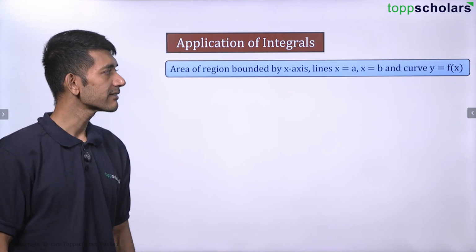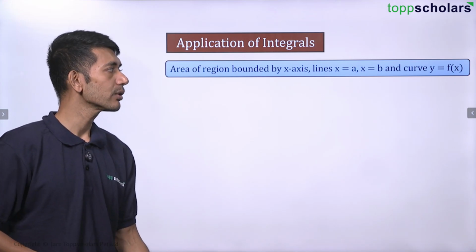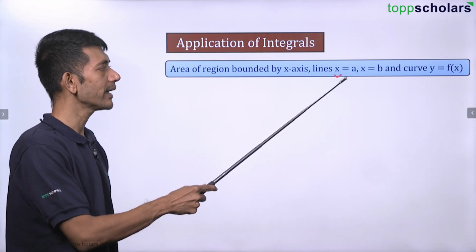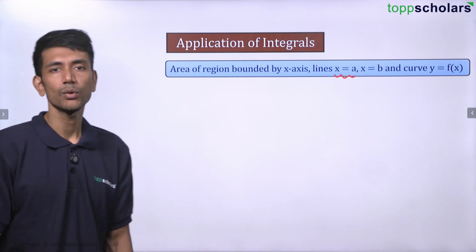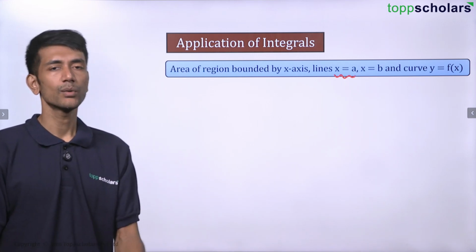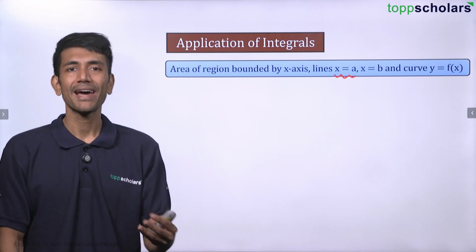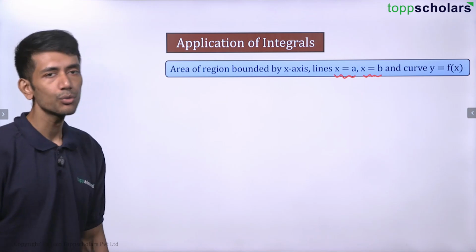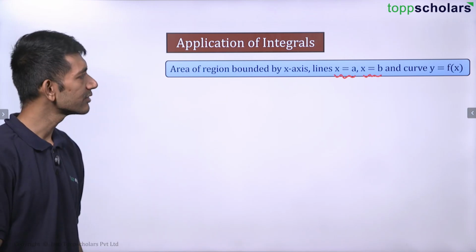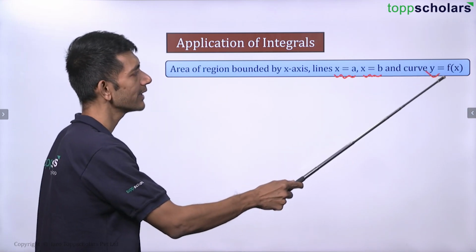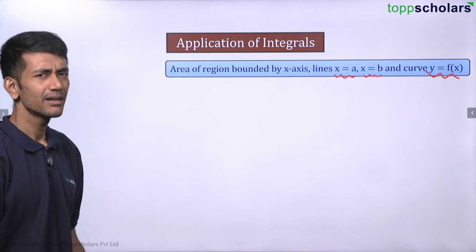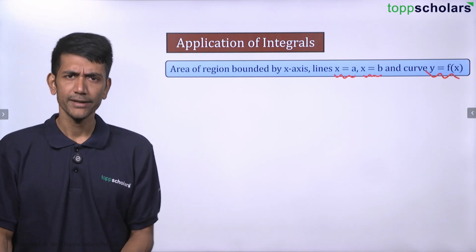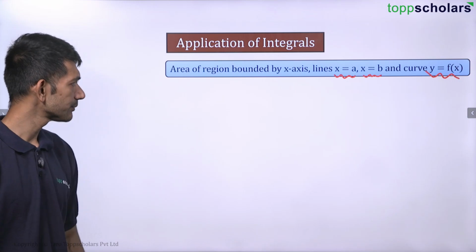Now x is equal to a, so whenever you see a line in the form of x equal to a, x equal to 3, x equal to 4, it is parallel to the y-axis. Whenever you have a line of the form x equal to b, again it is parallel to the y-axis, and then you have a curve y is equal to f(x), right? That can be any curve.